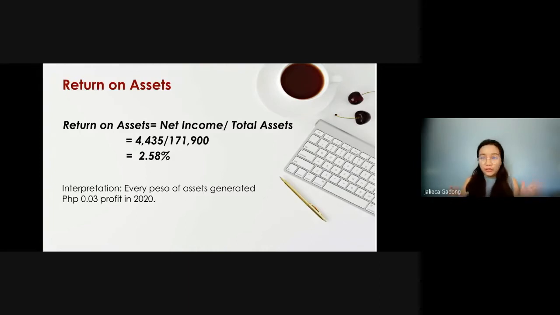So please don't get confused. If you actually divide net income by total assets, you get 0.0258. That's why it's 2.58%, because you essentially multiply it by 100. But using the decimal form and rounding it, we get 0.03. That's why we interpreted that every peso of assets generated 0.03 profit in the said year.